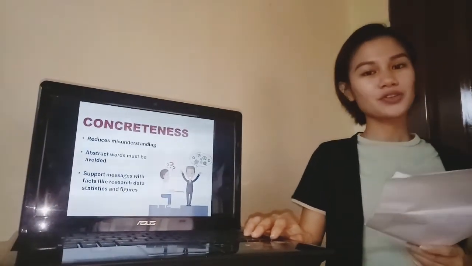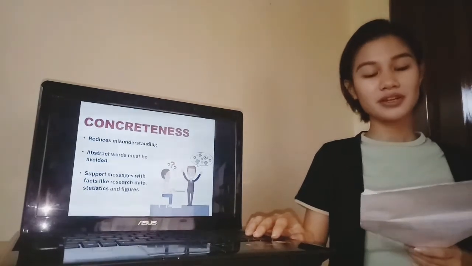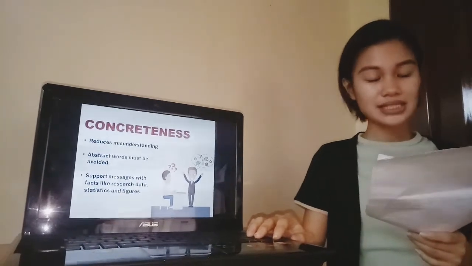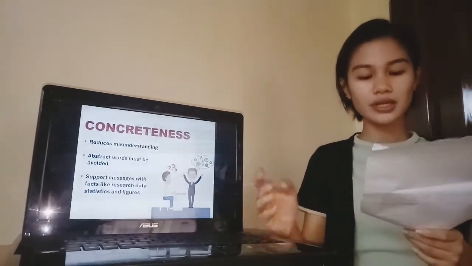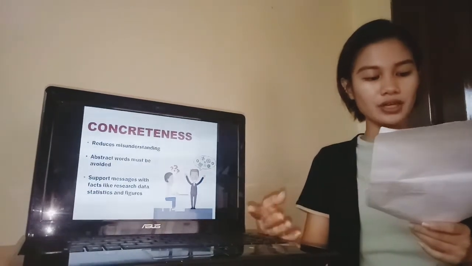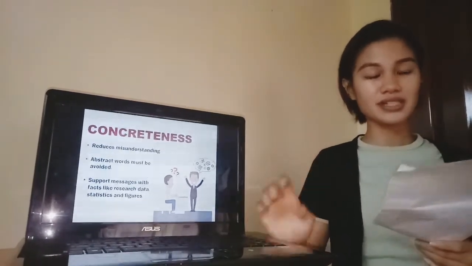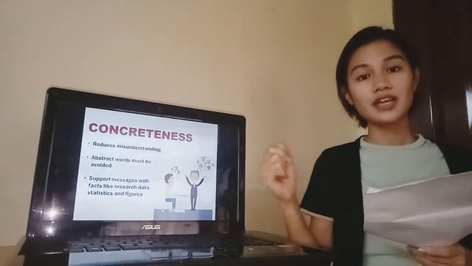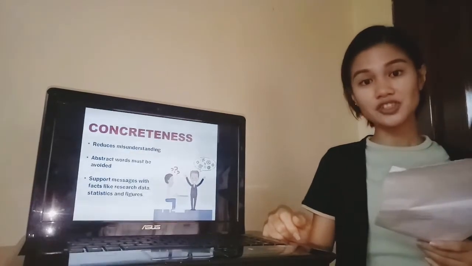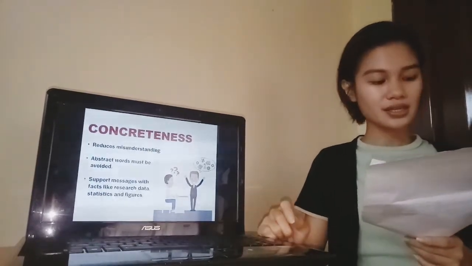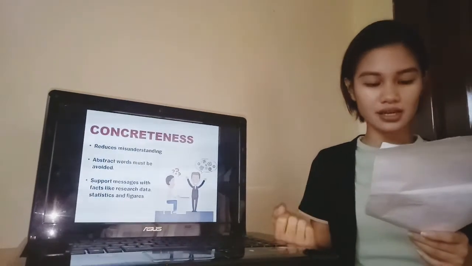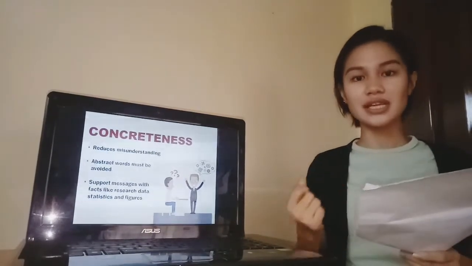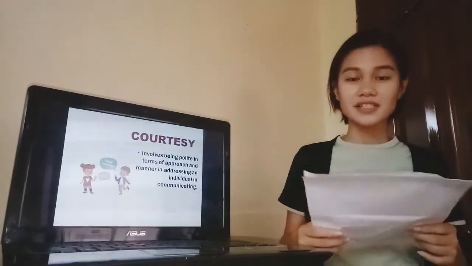The next principle is concreteness. Concreteness reduces misunderstandings. Messages must be supported by facts such as research data, statistics, or figures. To achieve concreteness, abstract words must be avoided. Concreteness reduces misunderstanding, so in communicating, you should be specific, definite, and vivid rather than being vague and general. To establish concreteness, you must make contact and avoid opinions and provide specific details on what you are communicating with. The third principle is courtesy.